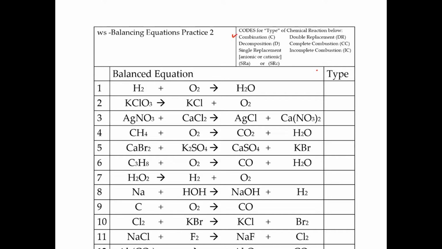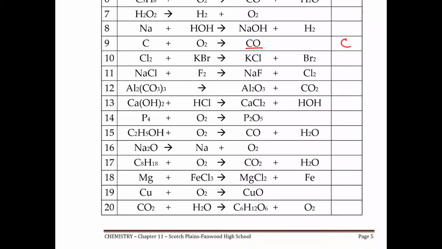combination, or synthesis is another name for that. Combination means you're putting things together and you're making one product. So if you notice here, number 1 only has one product made from several things, so that's going to be combination. As we continue to look down the paper, we see number 9 has only one product, so that's also going to be combination or synthesis.